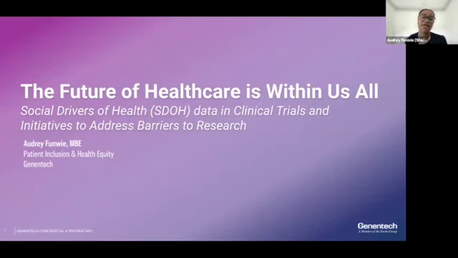Genentech is doing in health equity and advancing inclusive research. So today I'm primarily going to focus on the social drivers of health, the collection of social drivers of health data in clinical trials, and then also initiatives to address barriers to research.